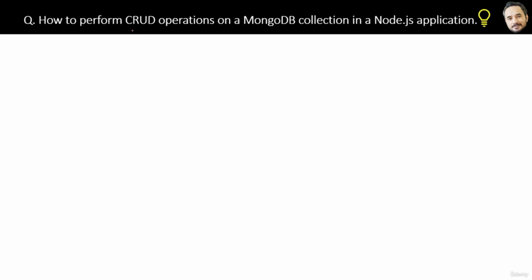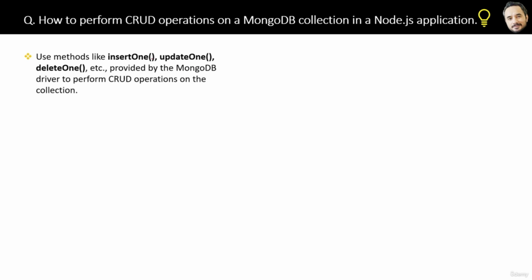How to perform CRUD operations on a MongoDB collection in a Node application? Big question, but the short answer is use methods like insertOne, updateOne, deleteOne, etc. These are provided by the MongoDB driver, which you will install first in your Node application, and then you can perform the CRUD operations on the collection.